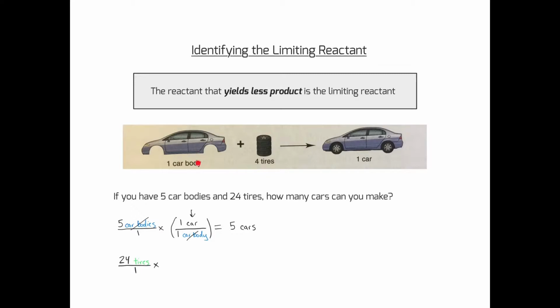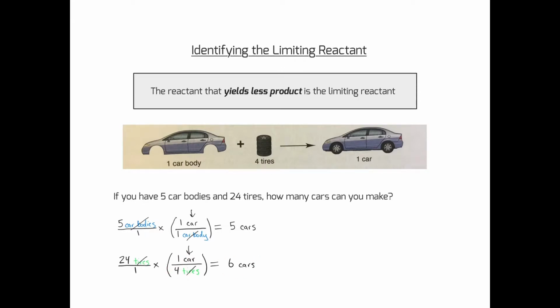Now let's see how many cars we can make with 24 tires. So looking at our equation, we can see that we have 4 tires for every 1 car, which gives us this conversion factor. And we put tires on bottom so they can cancel with tires on top. So these tires cancel with these tires, and now we have cars. We multiply 24 times 1 and divide by 4, and we get 6 cars.